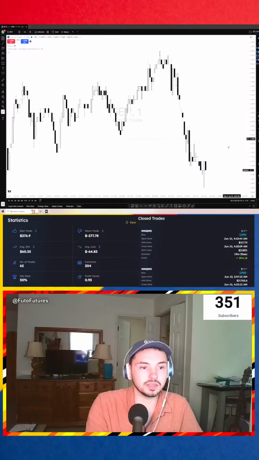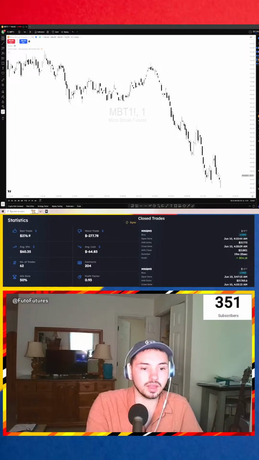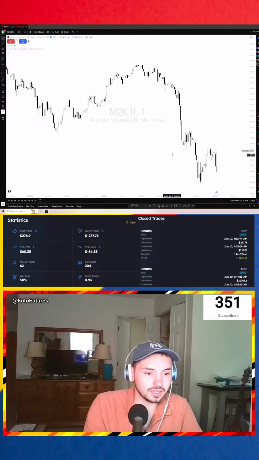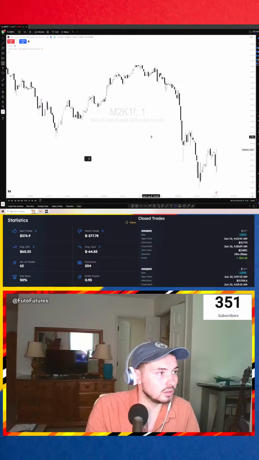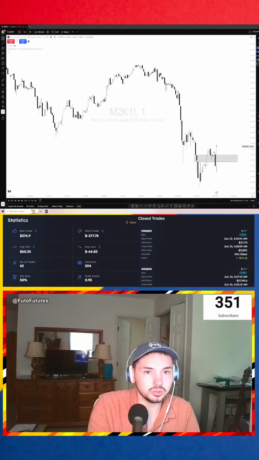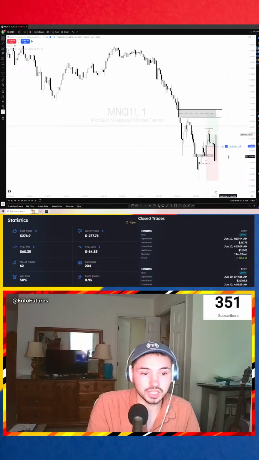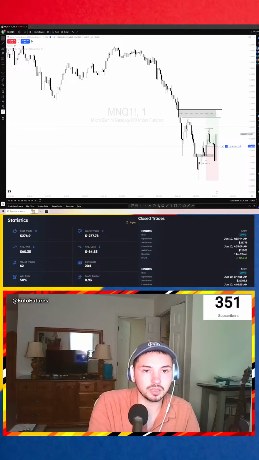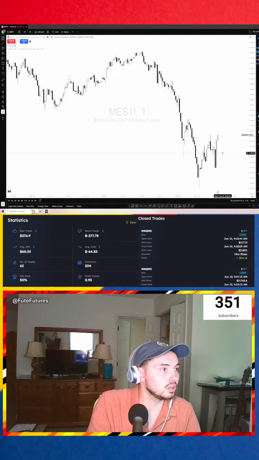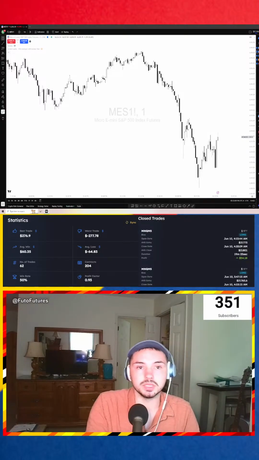Let me see if there's anything else. Okay, we're not going to see anything on that. Not going to see anything on Bitcoin. I mean, we're seeing the same exact setup on Russell right here. That's a huge rejection. Like I said, we're seeing the same setup on Russell. Probably seeing the same setup on S&P as well.